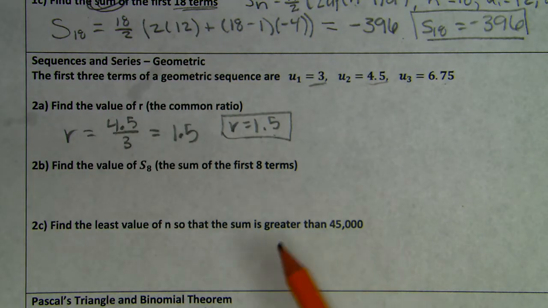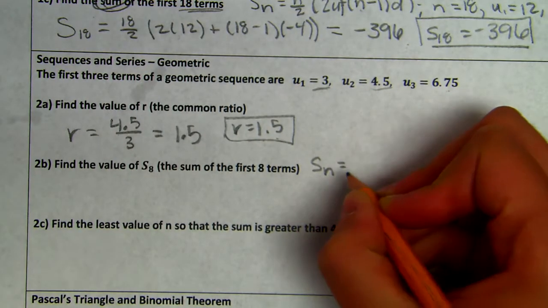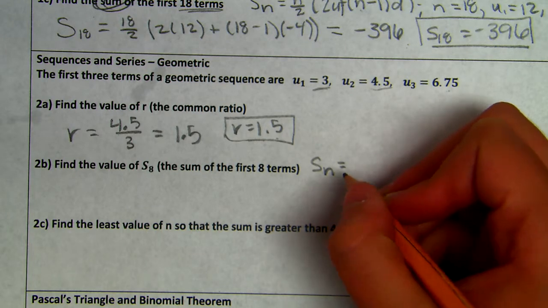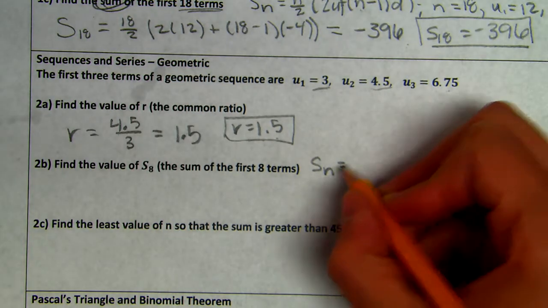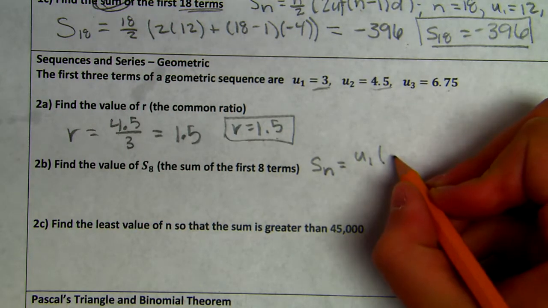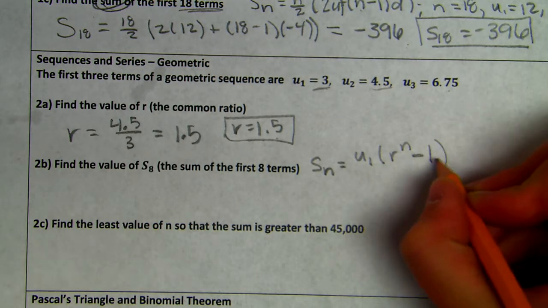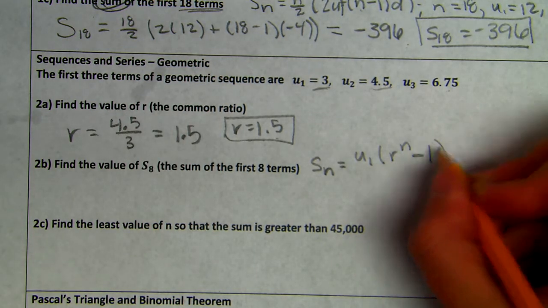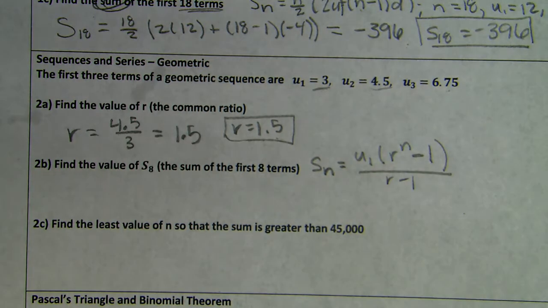Good. So 2B asks me to find the sum of the first 8 terms. The formula for the sum of a geometric sequence is obviously a little bit different. The sum of the first n terms is U1 times R^n minus 1. Notice that the minus 1 is outside of our exponent, so it's minus 1 altogether, over R minus 1. Let's fill in what I know.